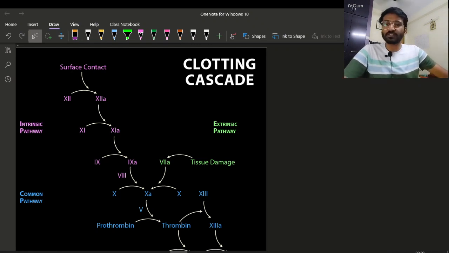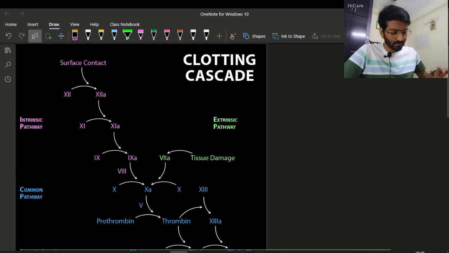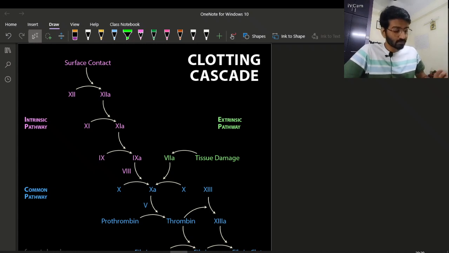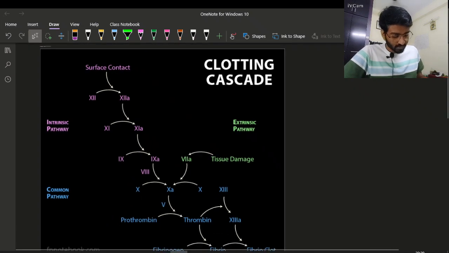So today's topic of discussion in brief is the clotting cascade. We'll discuss it as simply as possible and in a very quick and unforgettable manner. So this is the clotting cascade that we are going to discuss.